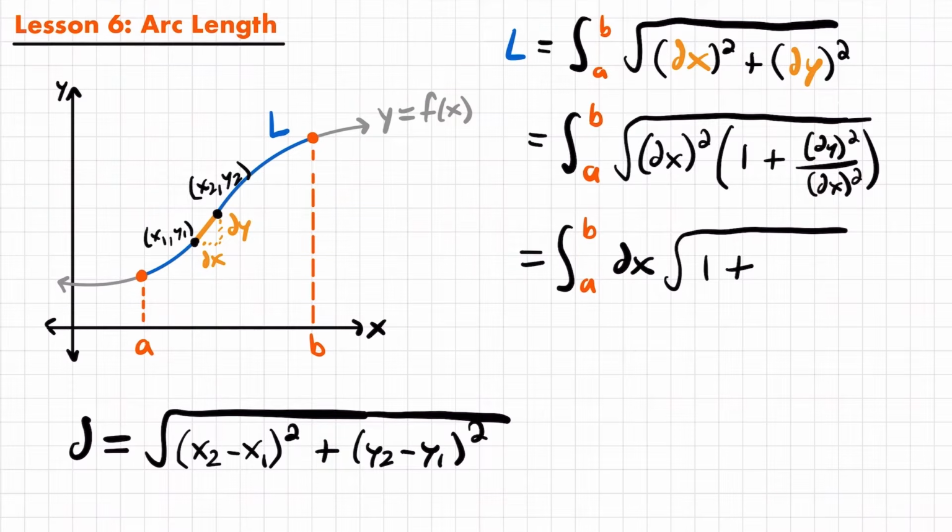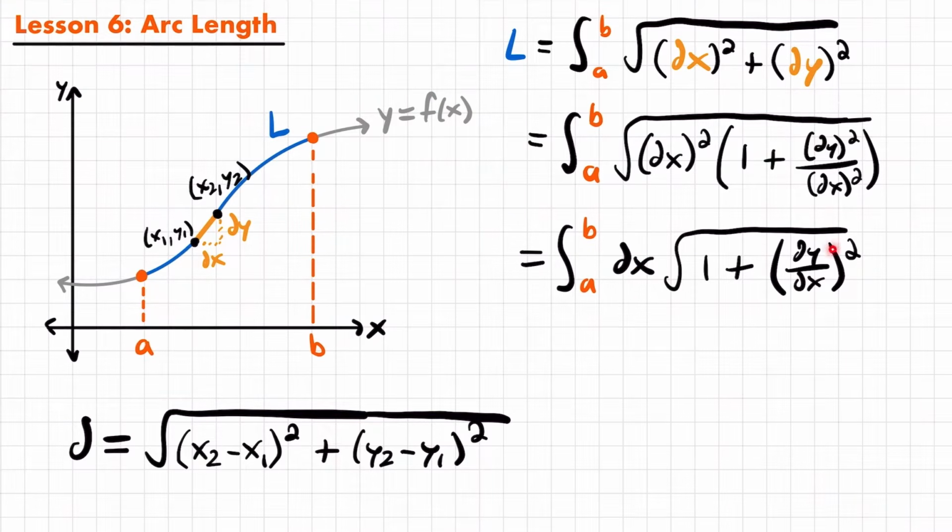Now I'm going to rewrite this to have dy divided by dx squared, since both the numerator and the denominator are being squared. So we will have dy divided by dx squared. Right, so all we did was take the square root of this term, which leaves us with dx, and so that can come outside of the square root.